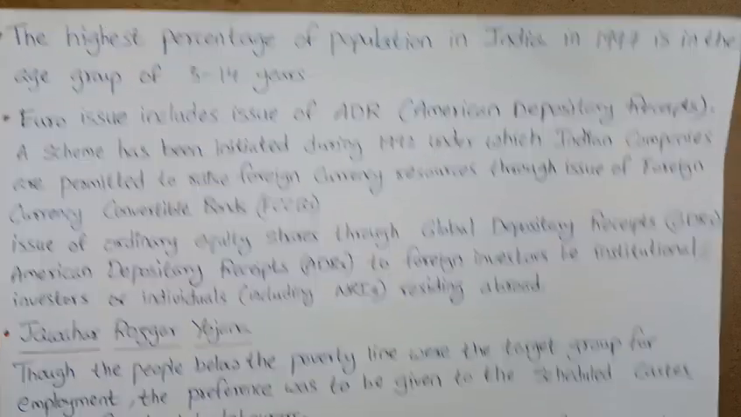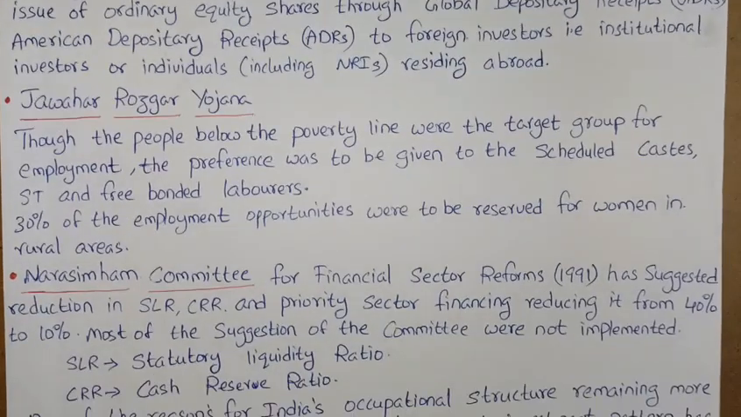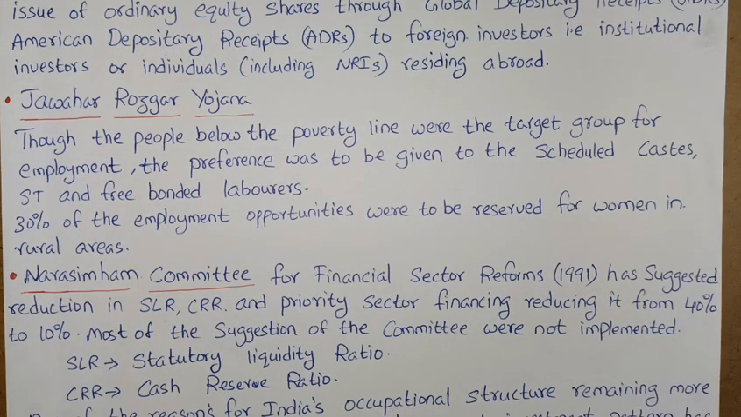Next, we'll move to Jawahar Rozgar Yojana. Though the people below the poverty line were the target group for employment, the preference was to be given to the scheduled caste, ST, and freed bonded laborers. So, 30% of the employment opportunities were to be reserved for women in rural areas. Under this Jawahar Rozgar Yojana, 30% of the employment opportunities were reserved for women in rural areas.